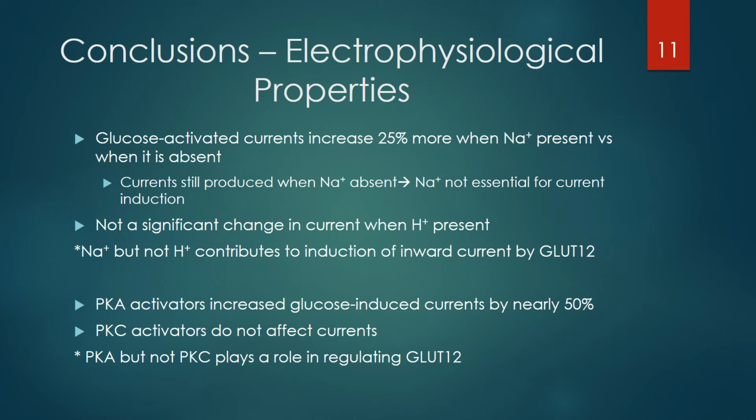The kinases, on the other hand, show more or less the same results as the glucose uptake, showing that protein kinase A activators do increase the currents of the GLUT12 by nearly 50%, but protein kinase C activators do not, showing that protein kinase A, but not protein kinase C, plays a role in regulating GLUT12.